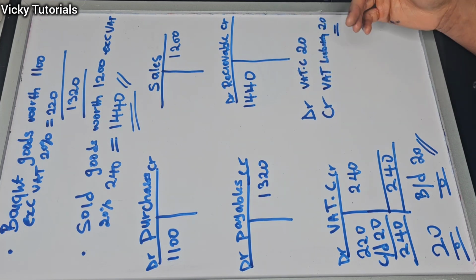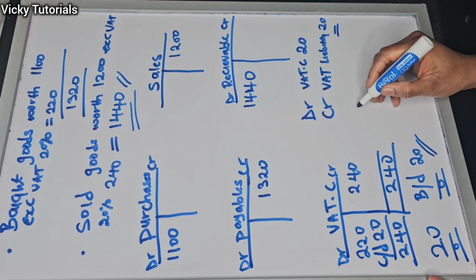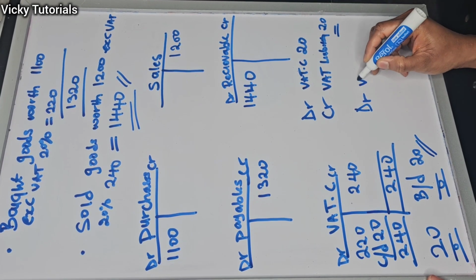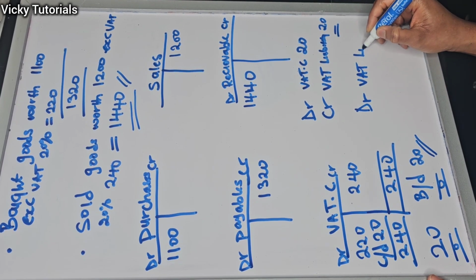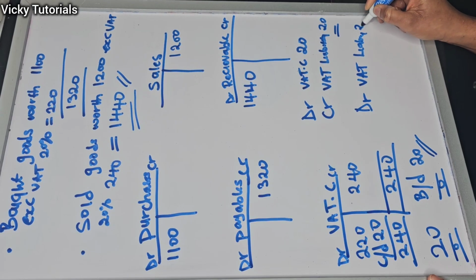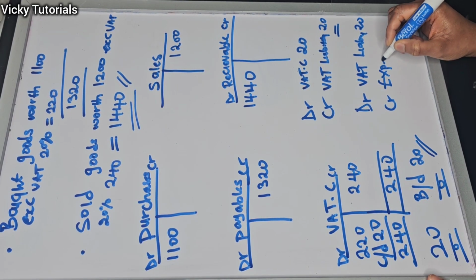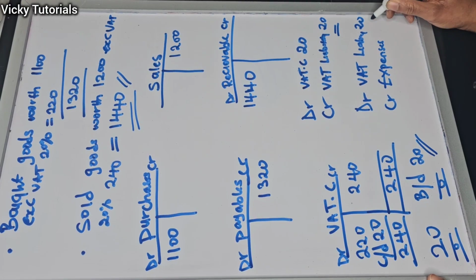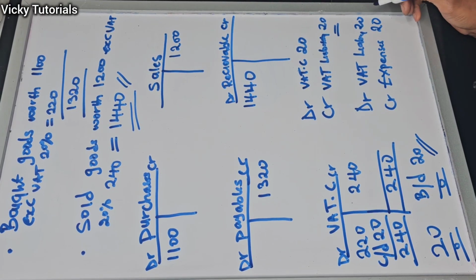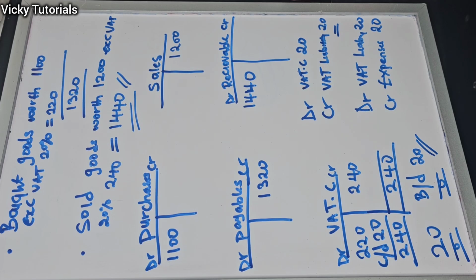So once you now make this payment to HMRC, you now do what? Debit VAT liability, 20, and then you credit expense within the profit and loss statement, 20, and that closes off the whole cycle of this account.